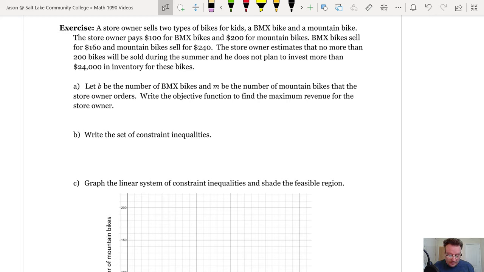So let's read through this. A store owner sells two types of bikes for kids, a BMX bike and a mountain bike. The store owner pays $100 for BMX bikes and $200 for mountain bikes. BMX bikes sell for $160 and mountain bikes sell for $240. The store owner estimates that no more than 200 bikes will be sold during the summer, and he does not plan to invest more than $24,000 in inventory for these bikes.